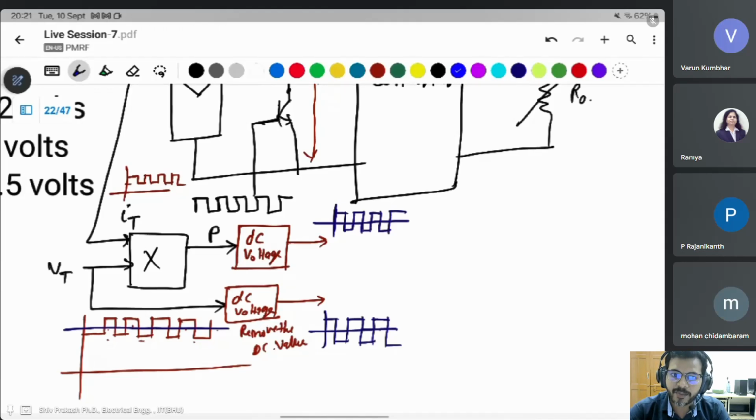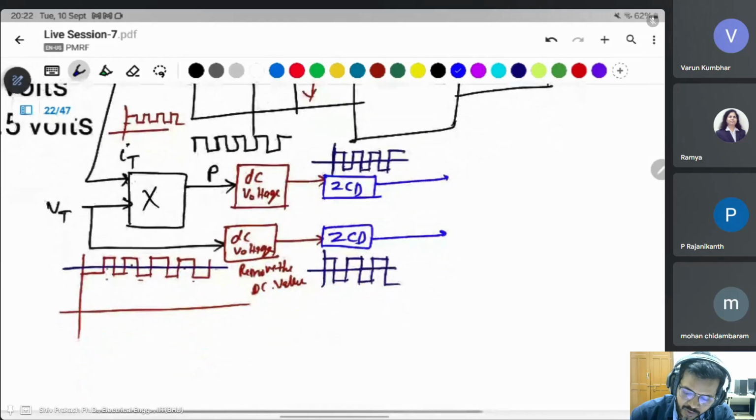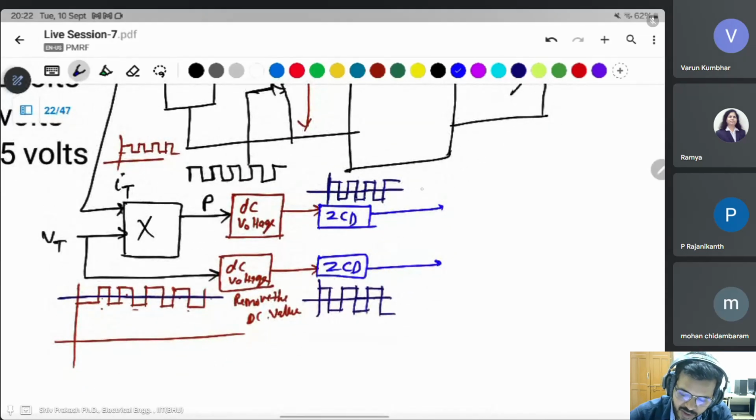Then you need to amplify this one to a higher value, higher pulses. You need only pulses. That's why you use the amplifier, which is a zero crossing detector. If this is the positive value, then it is given a VCC value, which may be 15 volt, 5 volt, like that. Then it will give the same signal in higher value.